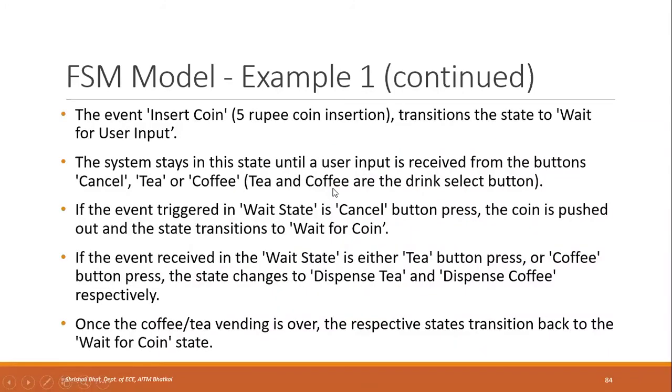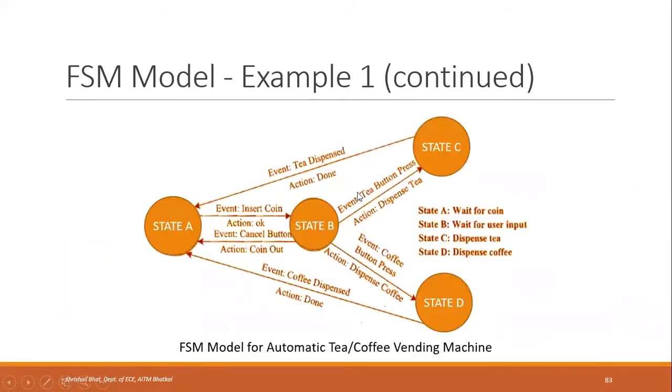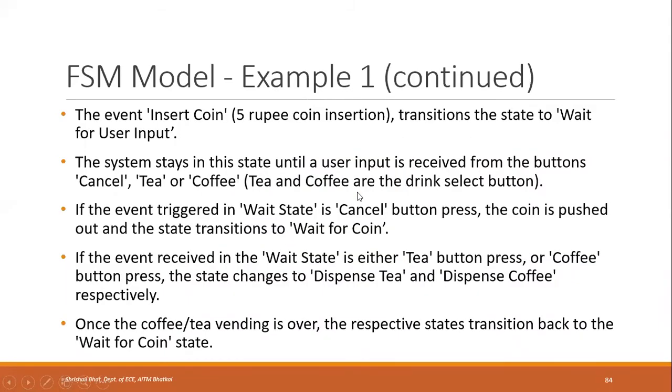The same explanation again: the event insert coin transitions the state from wait for coin to wait for user input. The system stays in this particular state until a user input is received, either of the three: cancel, tea or coffee.